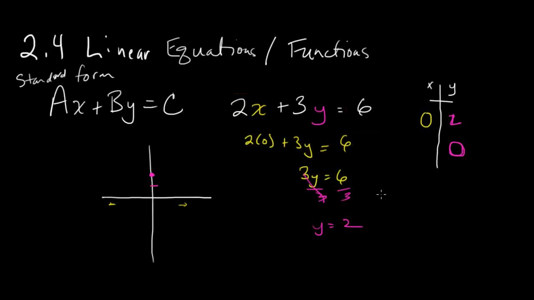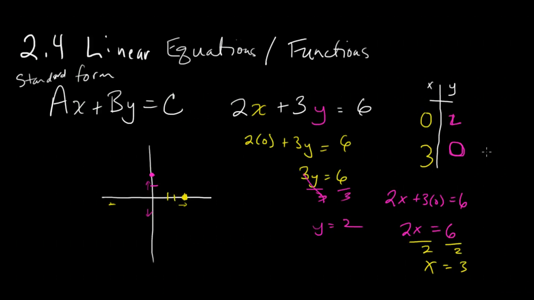Well, if y were 0, then it would be 2 times x plus 3 times 0. That would be equal to 6. Well, basically that says 2x is equal to 6. And so in dividing by 2, I would see that x is equal to 3. So when y is 0, x is 3. And remember, when y is 0, I am not going up or down, and so I'm right there on that x-axis. We can call that 1, 2, 3.